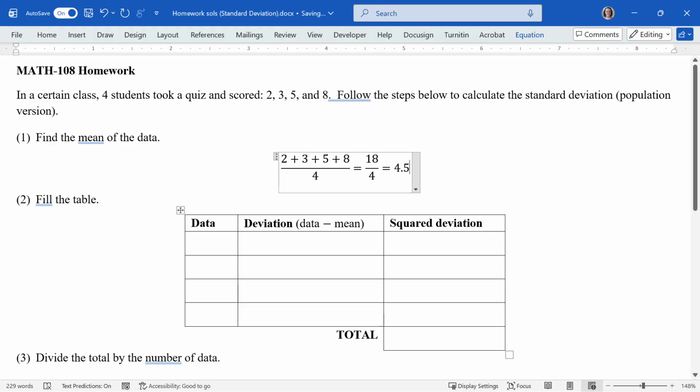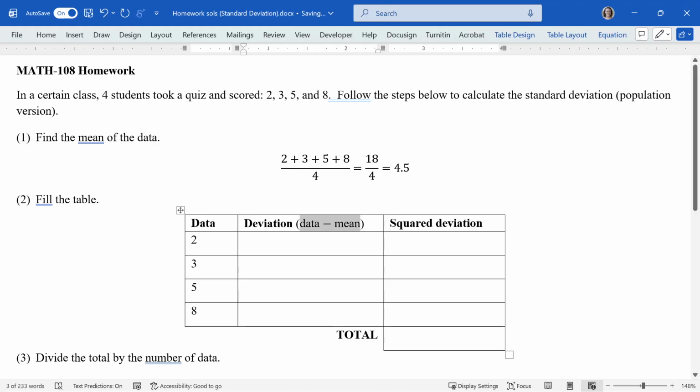Okay. All right, so now we're going to fill in this little table here. So we have the data values in the first column, 2, 3, 5, 8, and then the deviation in the second column. It doesn't matter if you mix up which one you're subtracting. You can do data minus mean, or you can do mean minus data. The reason it doesn't matter is because we're going to square it in this column, and everything becomes positive when it's squared. So if you reverse these two, then it just changes the sign from positive to negative, but it's going to go away when we go over here anyway.